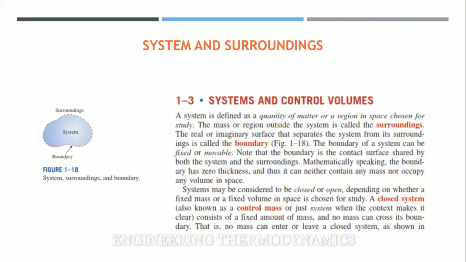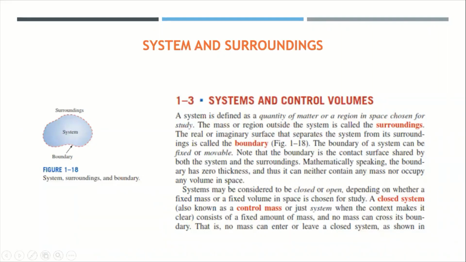So what is meant by system? Actually, you can see you are having a lot of space. You take the universe, the whole earth, you are having a lot of space, you are taking an earth. So in that earth, whenever you consider a quantity of matter or region in space which is chosen for study, we call it a system.